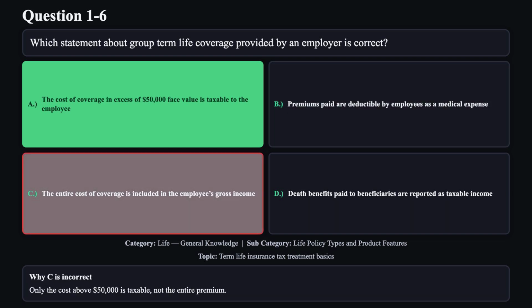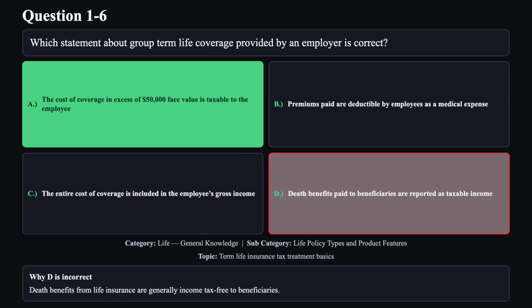Reason C is not correct. Only the cost above $50,000 is taxable, not the entire premium. Reason D is not correct. Death benefits from life insurance are generally income tax-free to beneficiaries.